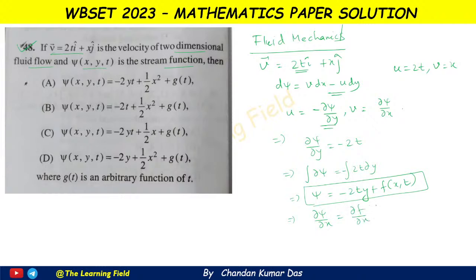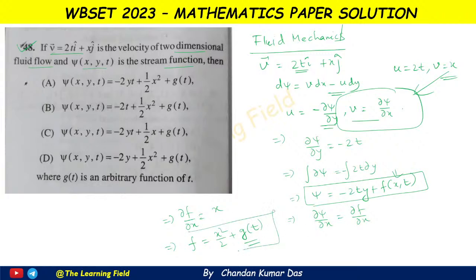Now del psi del x means we need to find this function. Del psi del x means v, and v equals x. So we get del f del x equals del psi del x, which equals v, and v equals x here. So this is equal to x. Now if we integrate simply, we get f equals x square by 2 plus a constant function, g of t suppose.